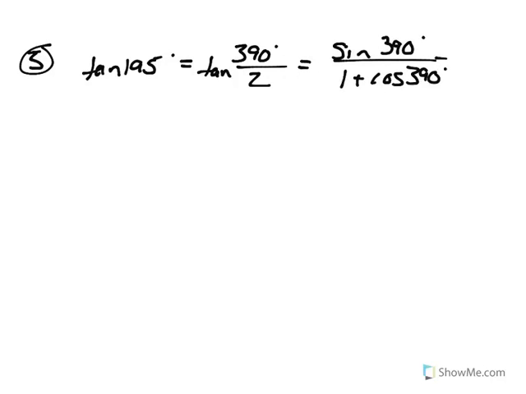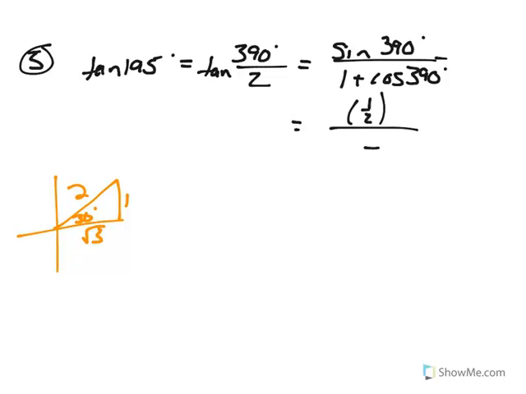So we got to figure out what sine and cosine of 390 is. 390 is 30 degrees past 360. That puts us in quadrant 1. That's 390 degrees. Opposite 30 is 1. Opposite 60 is the square root of 3. Opposite 90 is 2. Sine of 390, therefore, is 1/2. Cosine of 390 is square root of 3 over 2.